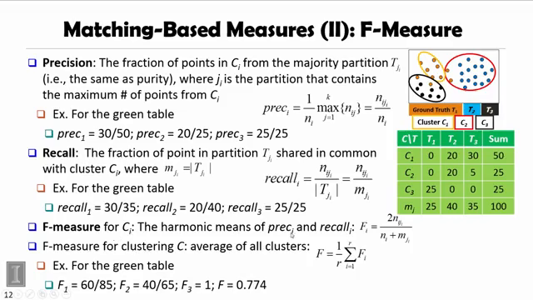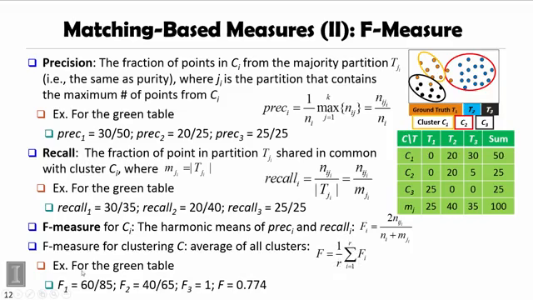Then what about F-measure? F-measure actually is the harmonic mean of precision and recall. So F-measure for cluster C sub i is the harmonic mean of precision sub i and recall sub i. If you transform it, the formula will become like this one. Then for the F-measure of the whole clustering, you just need to average the F-measure over all the clusters. Suppose you get r clusters, then you take the F-measure from 1 to r, add them together, and divide by r.